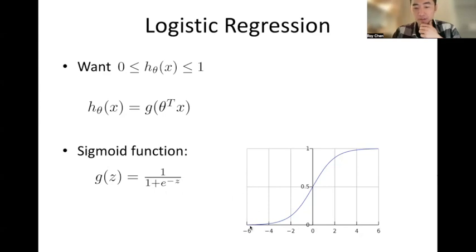And what it does is that, whatever the value of z, it transforms the regular function into a bounded output between 0 and 1. So it doesn't matter what the output is from theta transpose x, after you put it into the sigmoid function, it will always output values that are bounded between 0 and 1. And this helps us solve the problem that we previously encountered with the linear regression model.